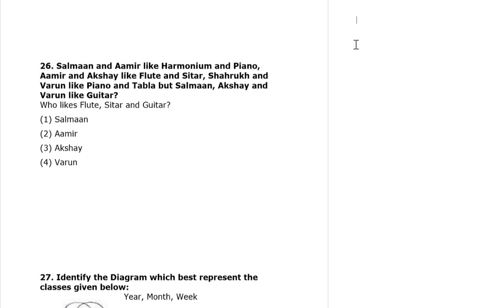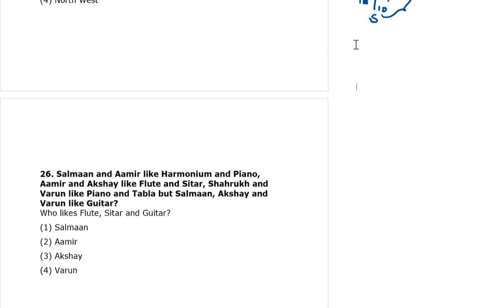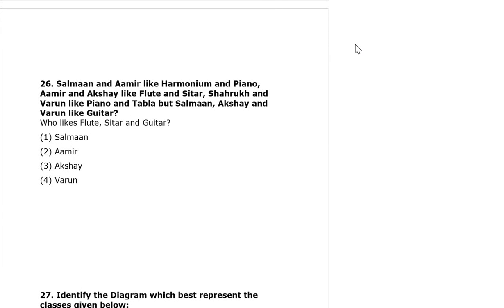25 over. Yeah, 26. Salman and Aamir like harmonium, piano. Like that, some children like harmonium, piano, and then the next 2 children like flute and sitar. Shahrukh and Varun like piano and tabla, but Salman, Akshay and Varun like guitar. Okay, what is our question? Who likes flute, sitar and guitar? All 3. Who likes all 3? That is the question.